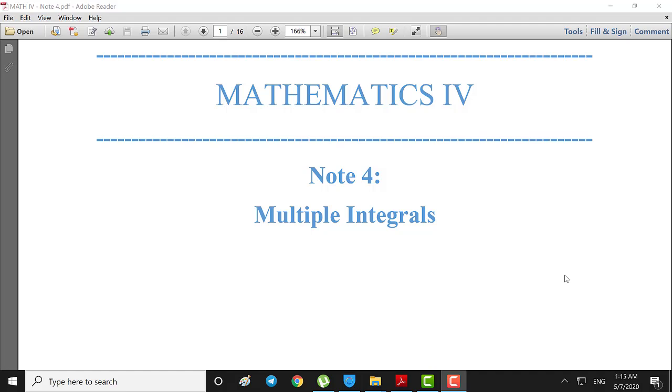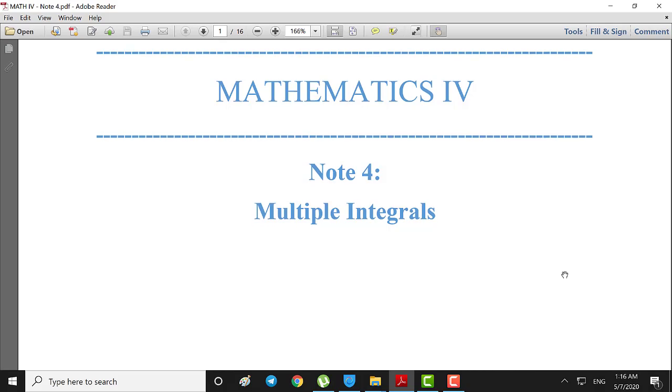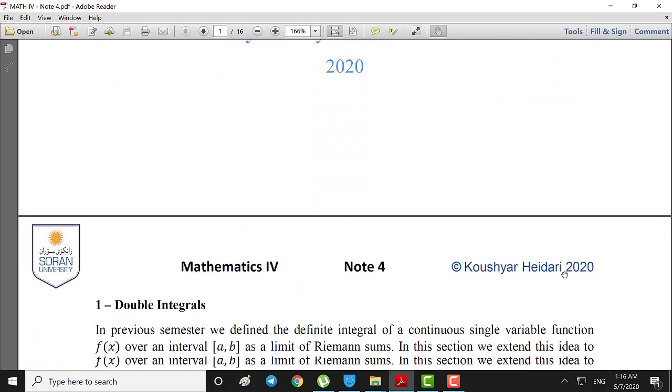Then, using the concept of tangential planes and tangential and normal lines, we learned how to linearize functions of more than one variable. Now, in this note and the next one, we're going to learn how to calculate the integrals for these multivariable functions. So, let's go to the second page of note 4.